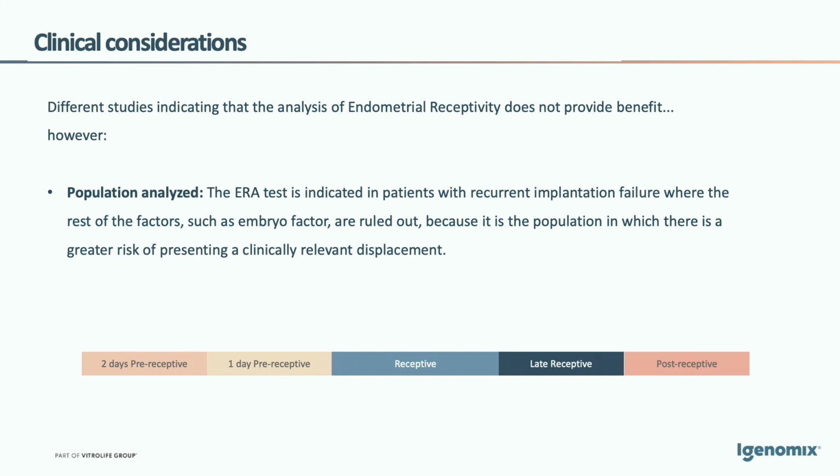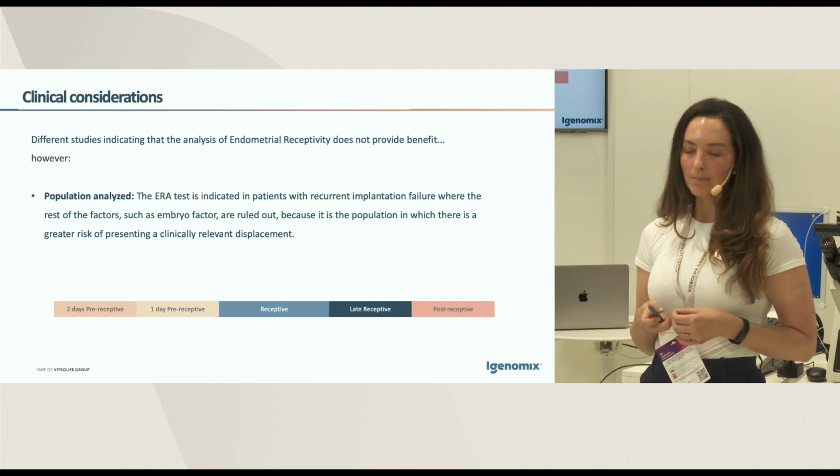So different studies have recently indicated that the analysis of endometrial receptivity does not provide a benefit. However, we have to understand the population being analyzed in those specific publications. The ERA test is indicated for patients with recurrent implantation failure, where the risk factors such as embryo factor are ruled out because it is the population in which there is a greater risk of presenting a clinically relevant displacement. And let me explain what a clinically relevant displacement means.